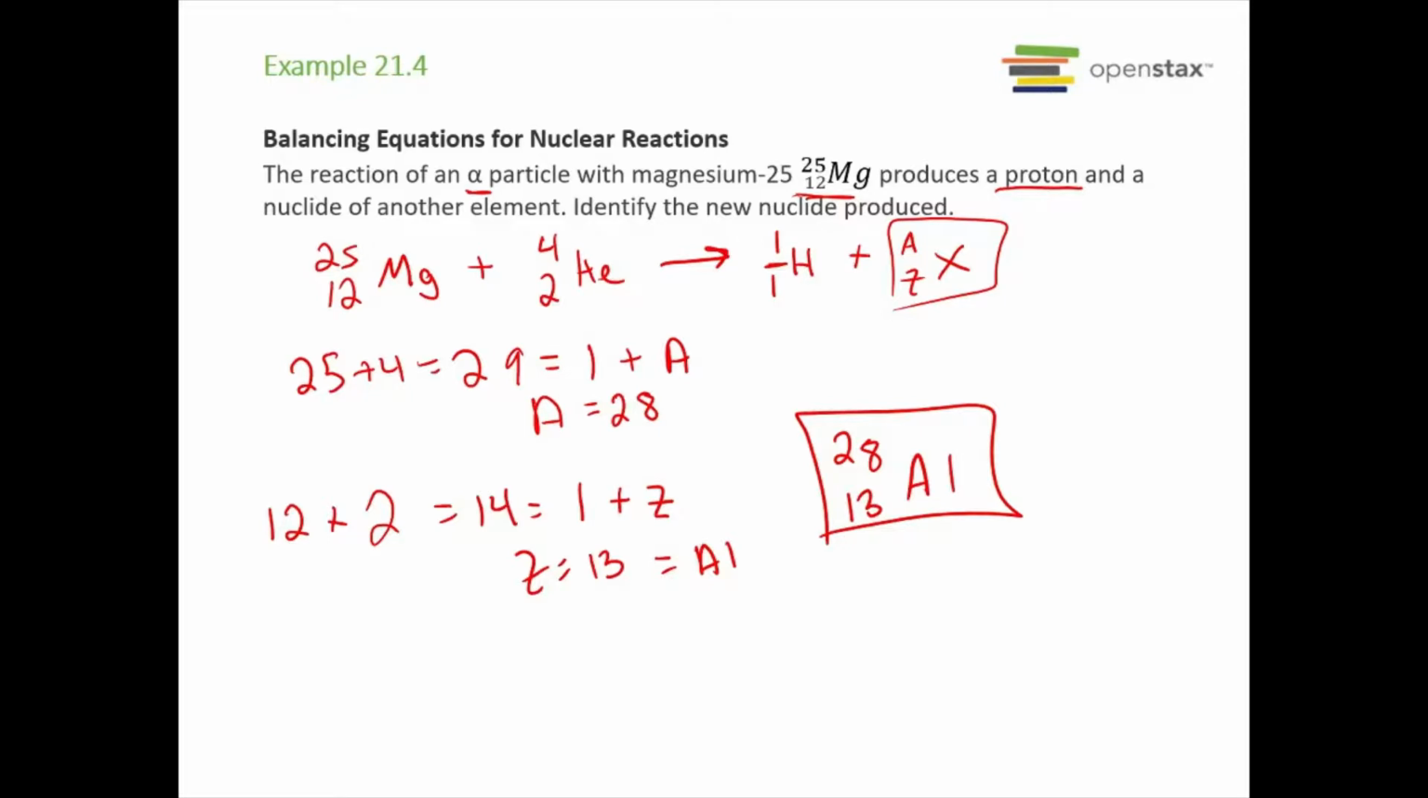This would be more of maybe a multiple choice question on an exam because it's pretty quick calculation. Or I might say, okay, what element is produced? And then you'd have to choose.